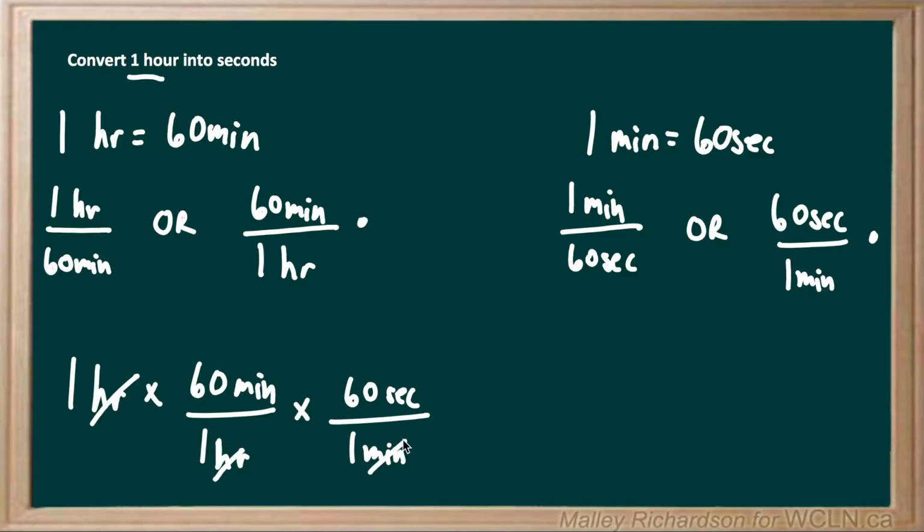And we can see our units of minutes cancel out and we're left with seconds on top. So now we're left with 1 times 60 over 1 times 60 over 1, which is the same as 60 times 60, and we're left with 3,600 seconds as our answer.